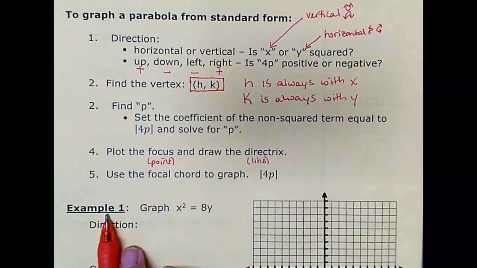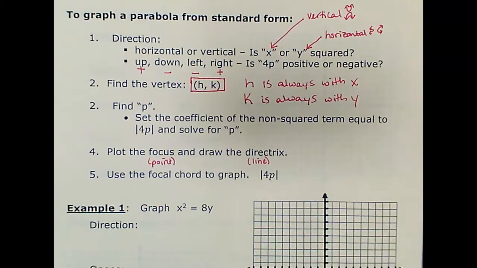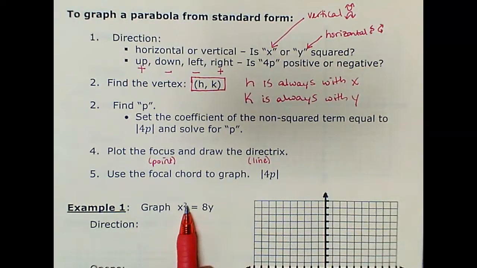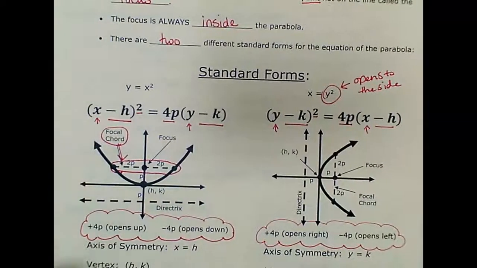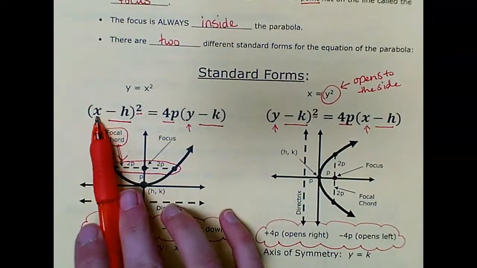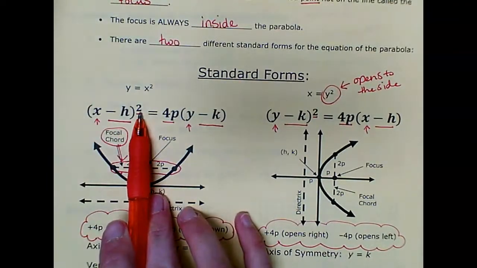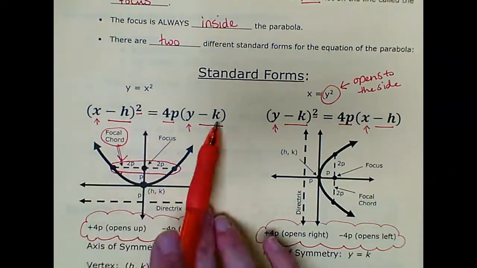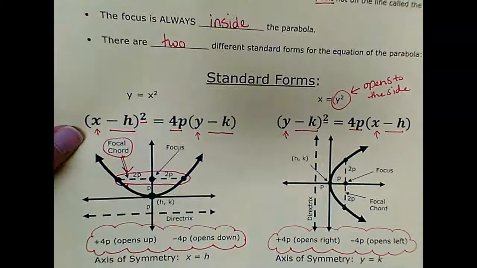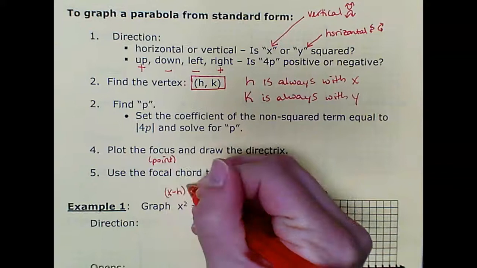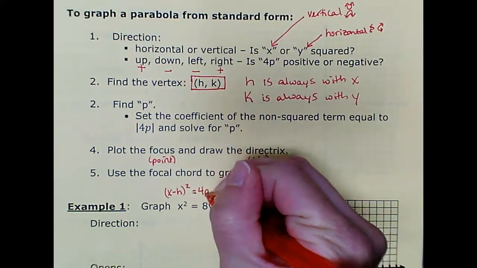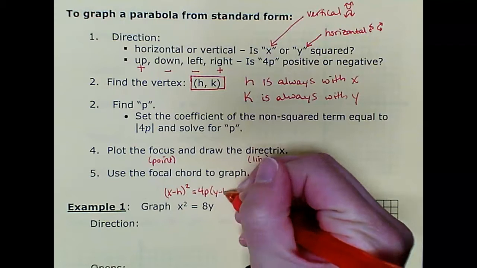So in example 1, first thing I want to do is identify what variable is squared. Is x squared or is y squared? Well, x is squared here, so I'm going to go to my front page and I'm going to write my standard form when the x variable is being squared. And I'm just going to write it right on top of the equation so I can kind of identify what pieces have what values in this example. So x minus h squared equals 4p times y minus k.